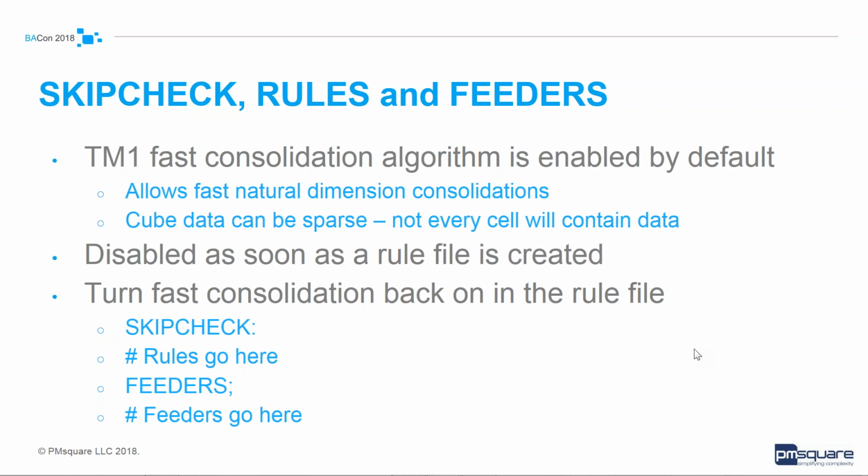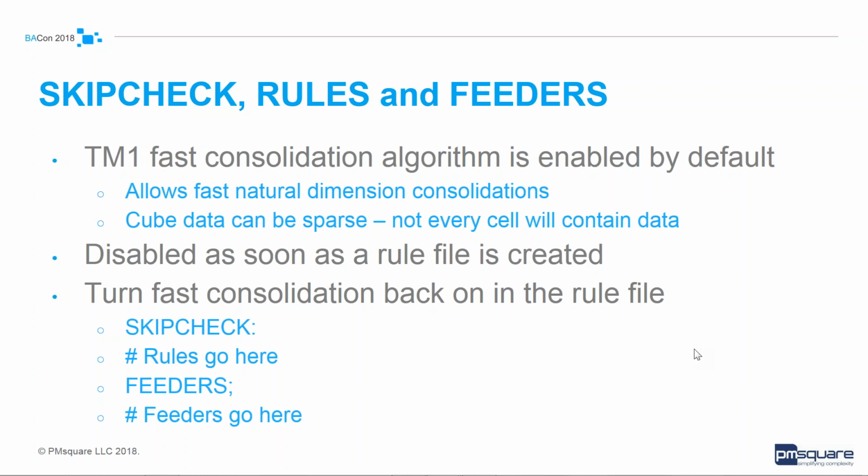There are two general types of rules. One, a calculation within a cube. In our example, quantity times price equals sales. And two, a rule that pulls data from another cube. In this example, we're pulling cost from the cost cube.